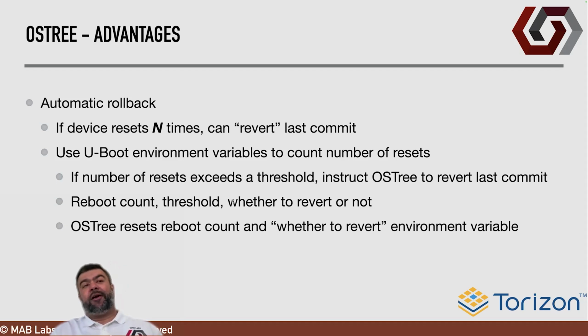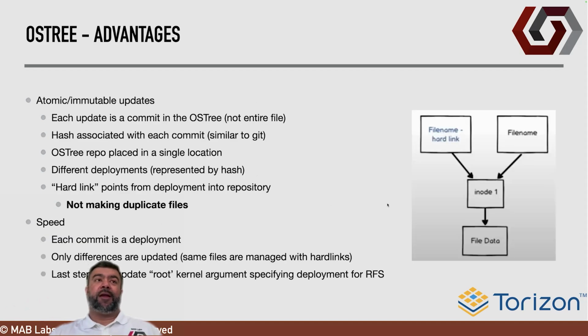So let's say you go through the update process and you reboot into your system. OSTree detects that my reboot was successful because I didn't enter a boot loop, there was no kernel panic, and there was no critical failure of my system. So OSTree resets the reboot count environment variable, and in addition, it also resets the environment variable for whether to revert our image. These handful of environment variables are critical, not just for OSTree, but for any sort of update mechanism.